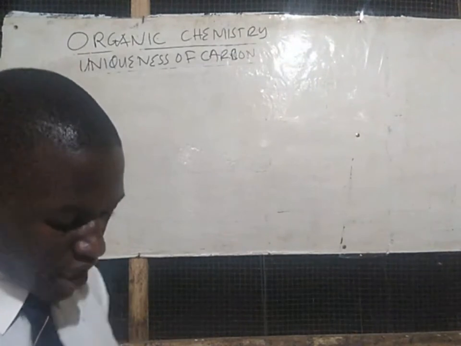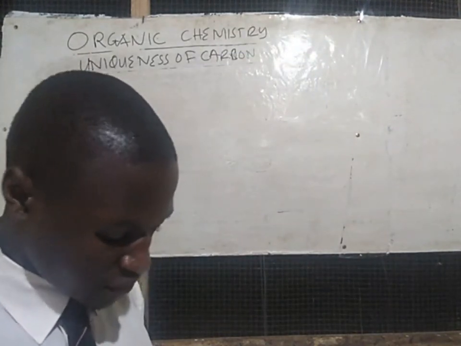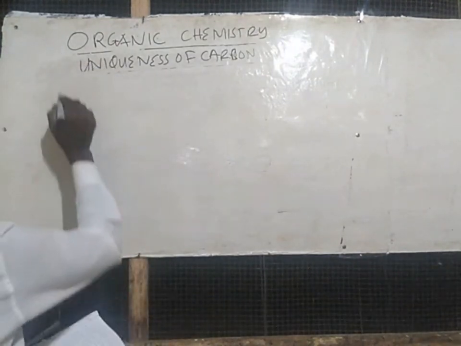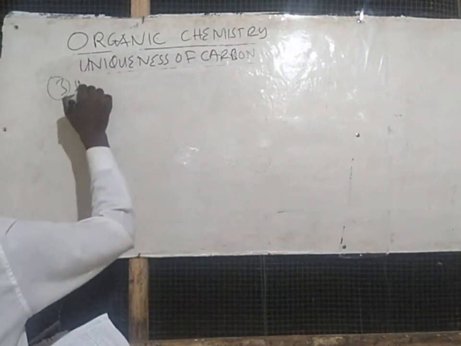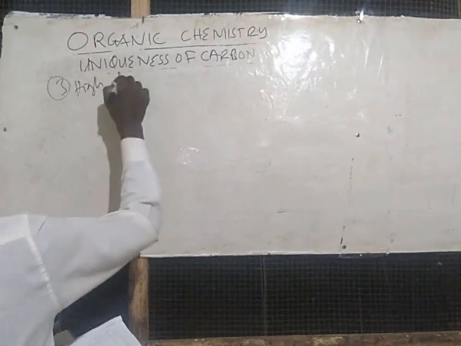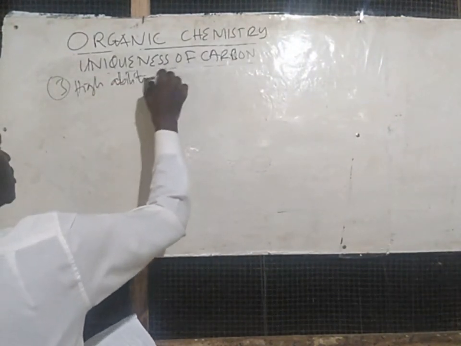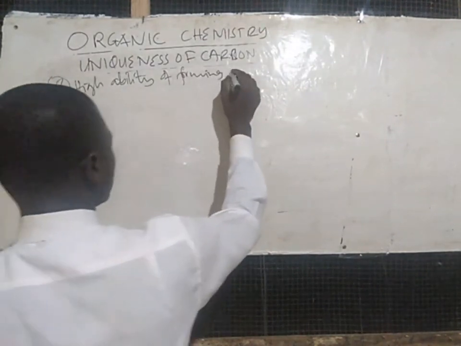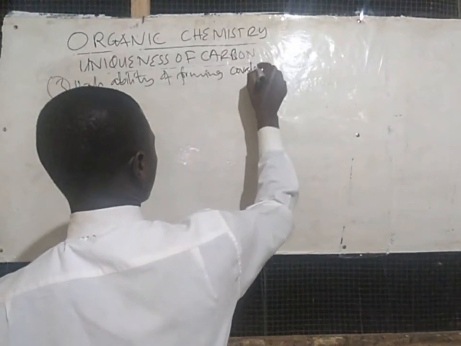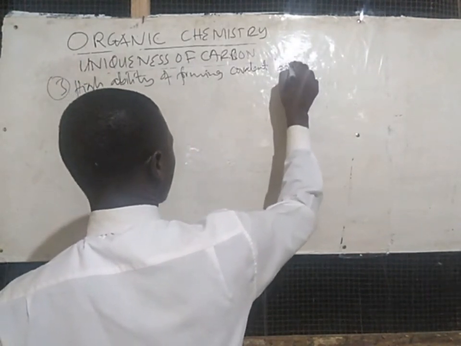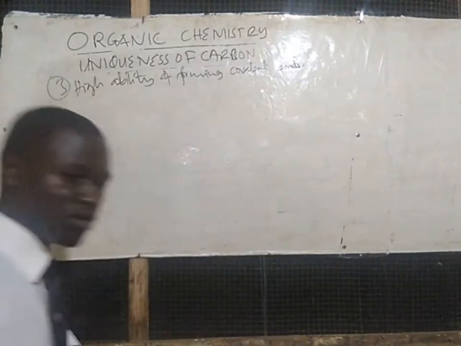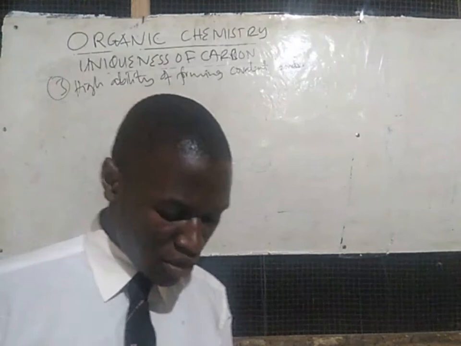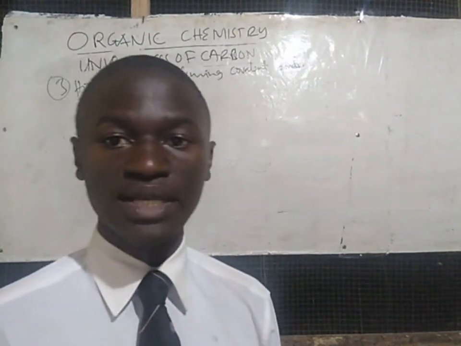Second property of carbon. Now we are moving to the third property, which is high ability of forming covalent bonds. Carbon has the property of what we call catenation.